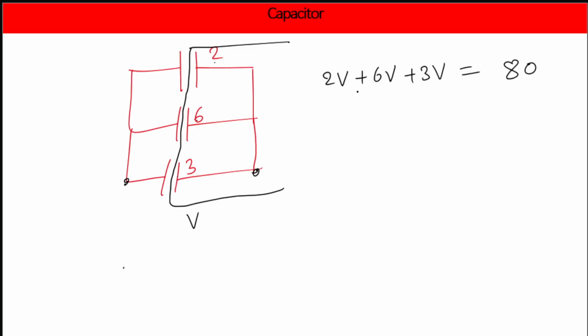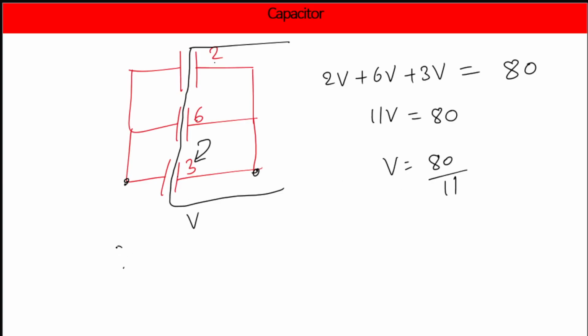ठीक है? So this is going to be how much? This is going to be 11V equal to 80. So V equal to how much? 80 by 11. Done it? That is going to be our potential difference. Now let us calculate charges individually. So if you talk about charge on capacitor 3, it will be how much?